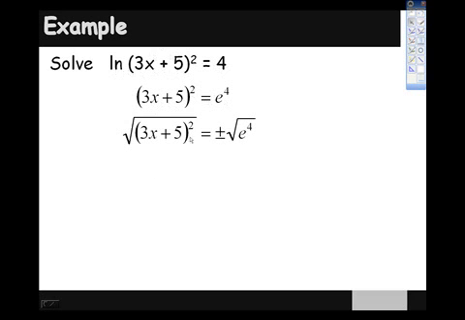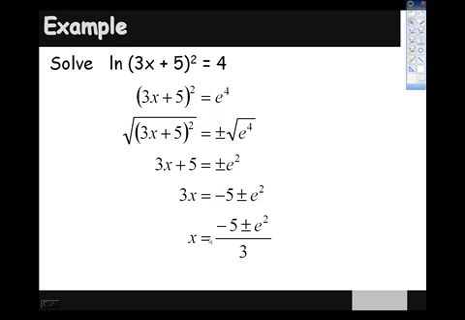If I square root both sides, I can get rid of the squared. Remember, when I square root this non-variable side, I need to get the plus and the minus. So 3x plus 5 equals plus or minus e squared. If I subtract 5 from both sides, I get negative 5 plus or minus e squared, and then divide by 3. So I get this really kind of ugly looking thing, but that's what x is. x is negative 5 plus or minus e squared, over 3.